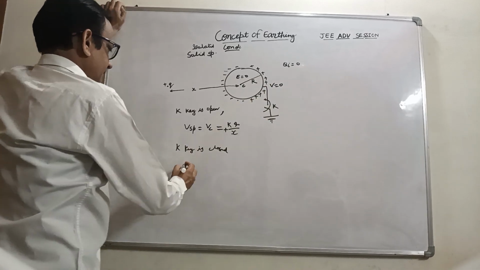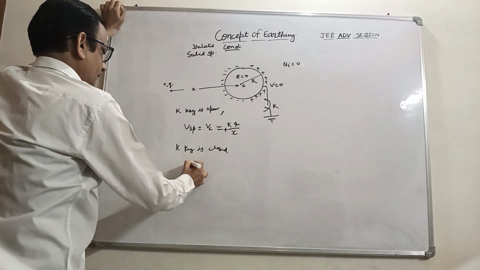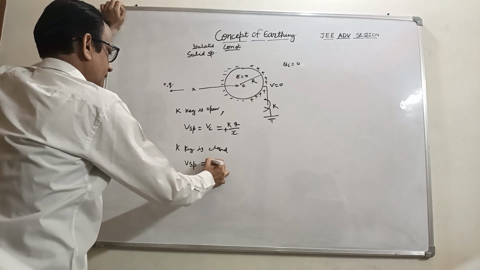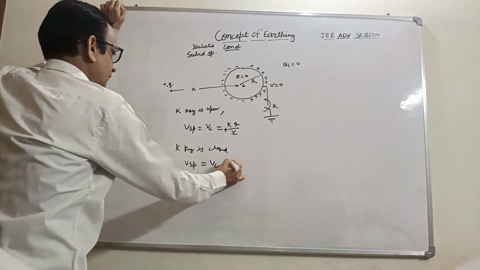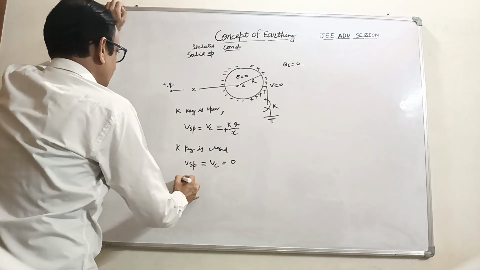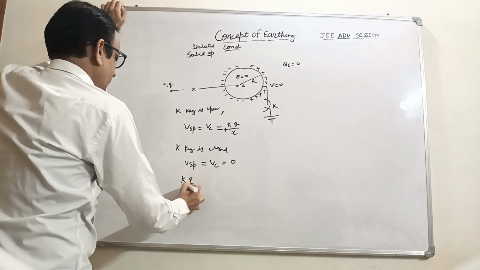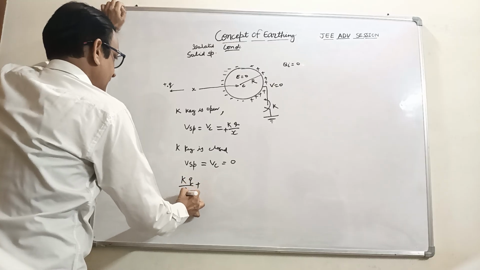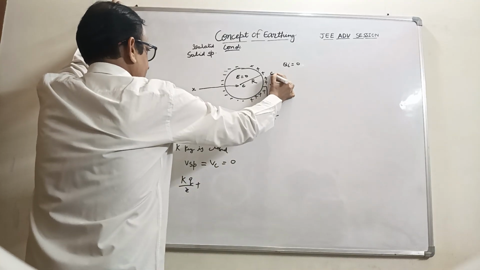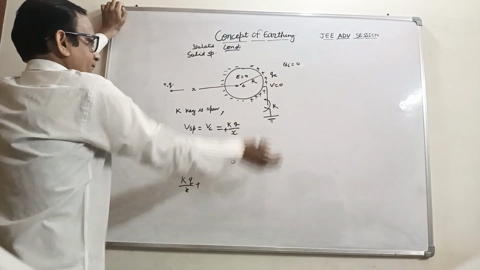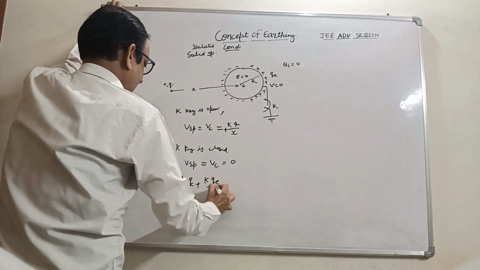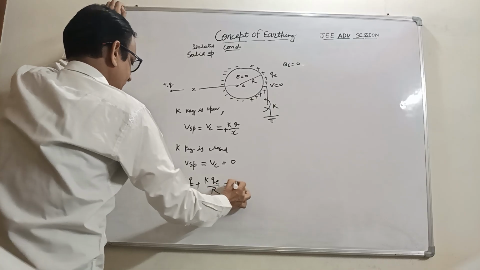So we can write that the potential of the sphere, which is equal to Vc, becomes 0. Due to this charge, the potential would be kq upon x plus, suppose charge qe is transferred from the earth, kqe upon r, where r is the radius of the sphere.